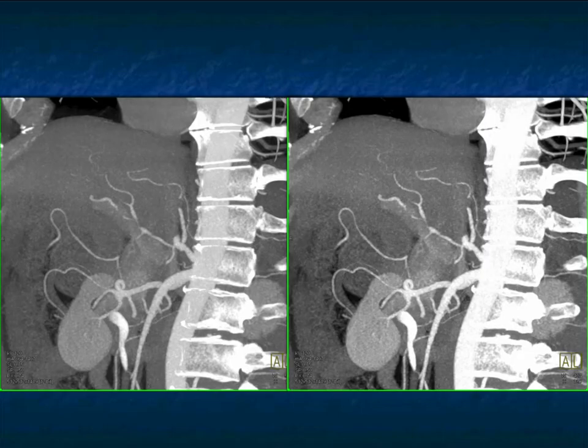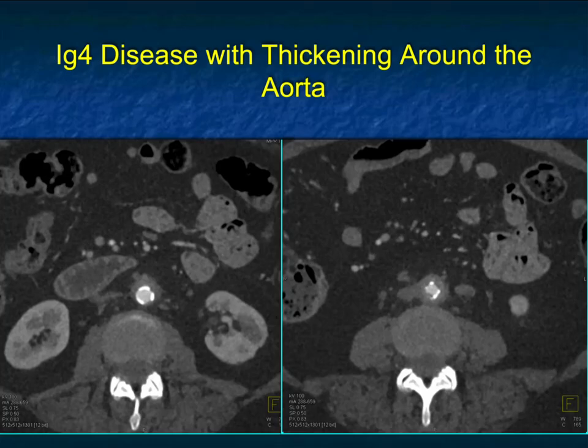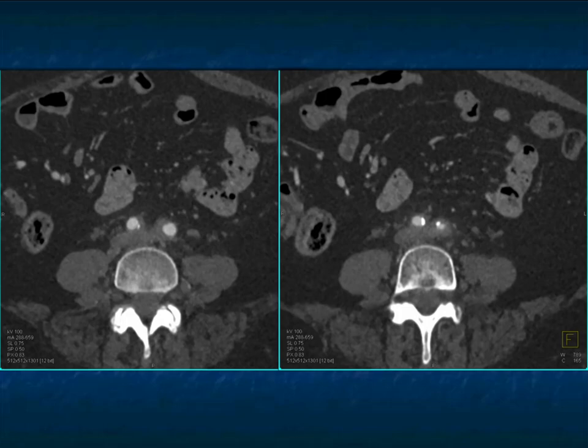And here, the infiltration, the soft tissue, as well as the multiple areas of narrowing and occlusion of branches of the hepatic artery. Here's a good example of thickening around the aorta due to IgG4 disease. Things we think about, right? A retroperitoneal fibrosis, which can be drug-related. We think about lymphoma, particularly once it's been treated, when there's soft tissue thickening around the aorta and the branches.